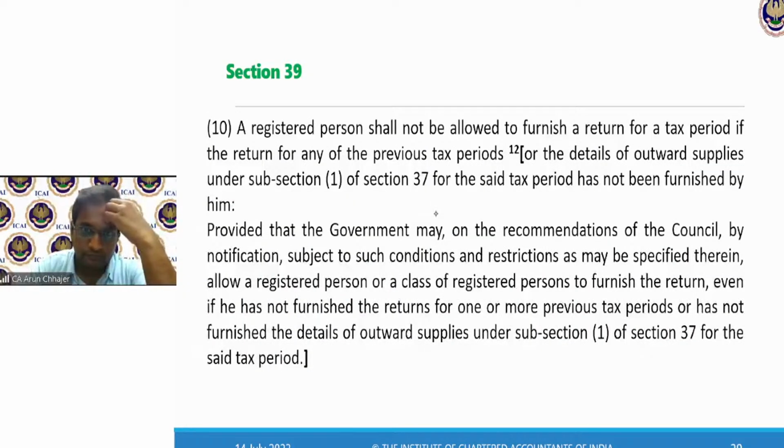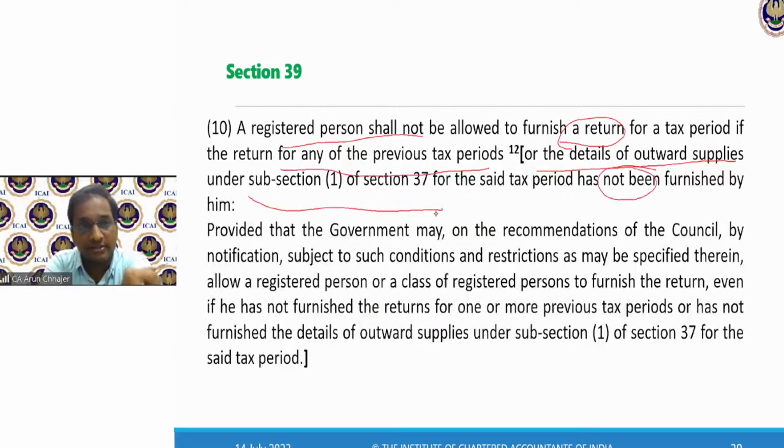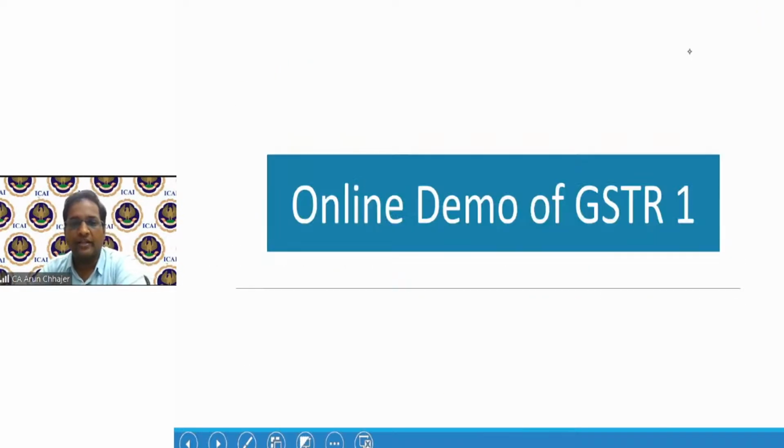So the registered person shall not be allowed to furnish the return if the return of any of the previous periods is pending. What is the restriction on the furnishing of the GSTR3B? A registered person shall not be allowed to furnish the GSTR3B if any of the previous tax period returns or details of outward supply GSTR1 has not been furnished. If the previous R1 or the previous 3B is pending, you cannot furnish the subsequent 3B. But the government has the power to allow.